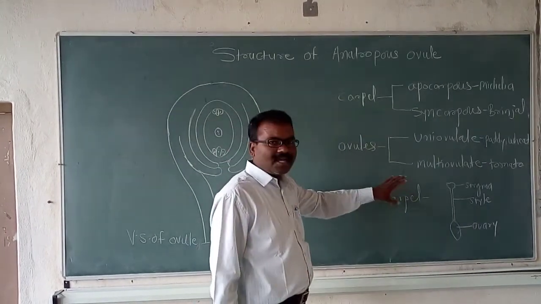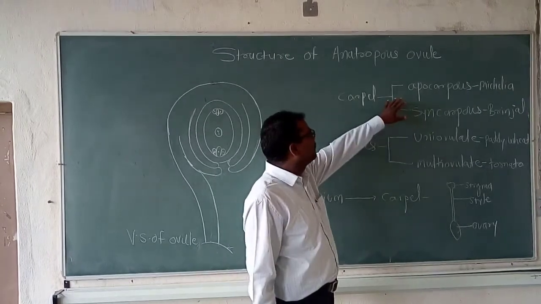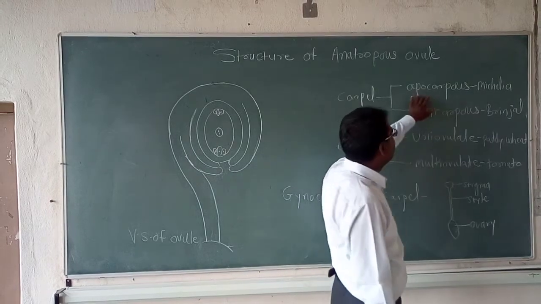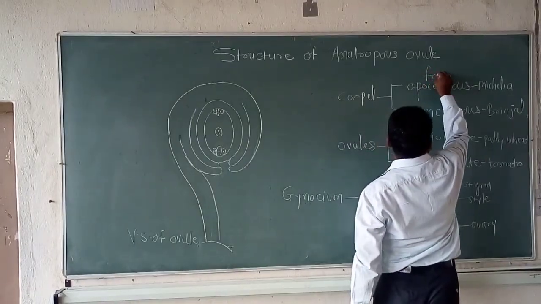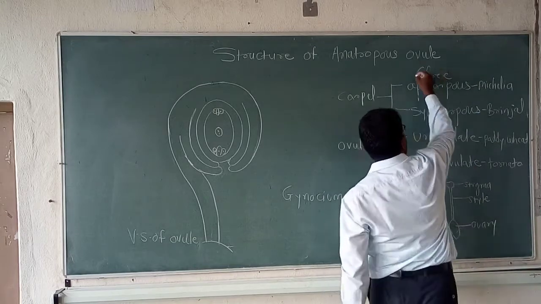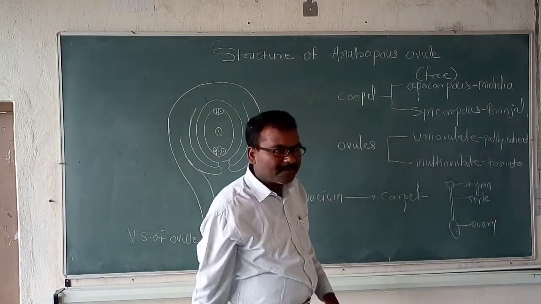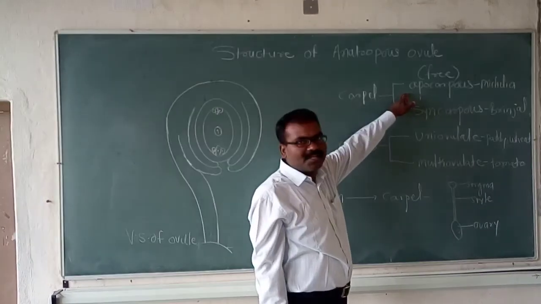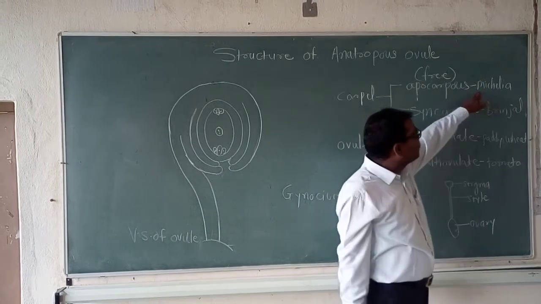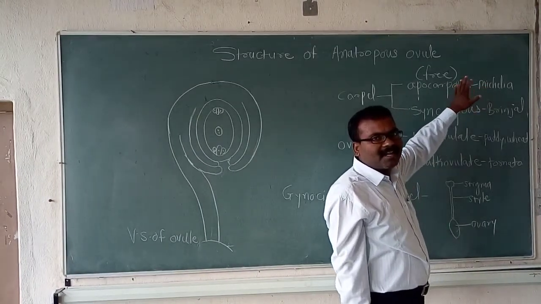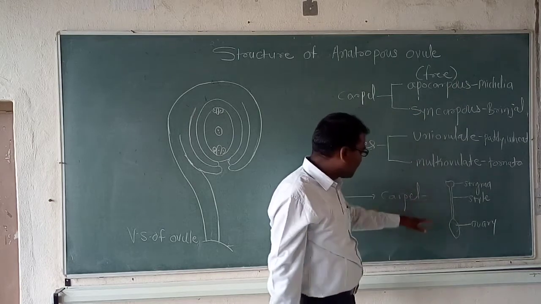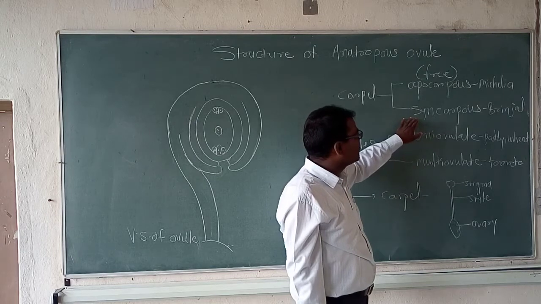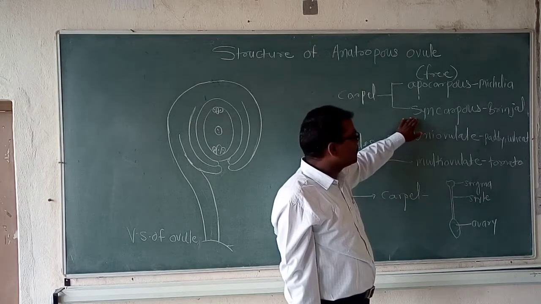If carpels are free in the flower, that means they are not united, that condition is called apocarpous condition. Example, in Michelia flower, all the carpels are free. If the carpels are fused to each other, then that condition is called syncarpous condition.